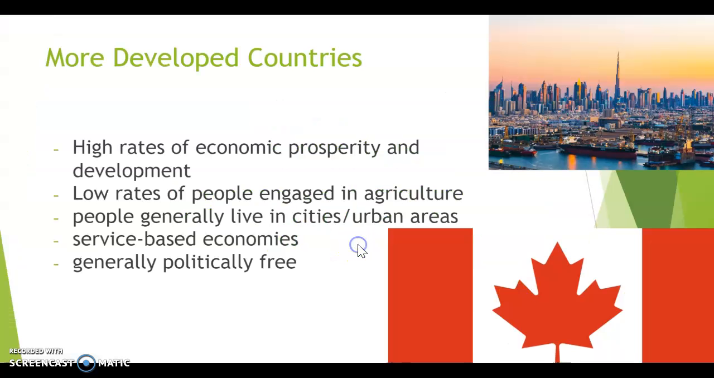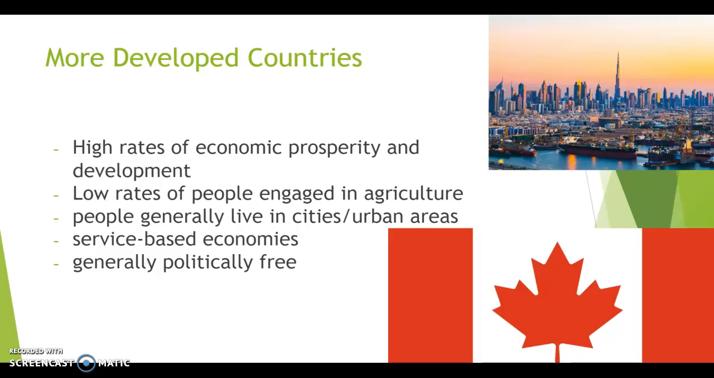So we're going to start with more developed countries. Generally speaking, it is what it sounds like, but I wanted to talk about some of the characteristics of more developed countries, where they have high rates of economic prosperity and development. We're going to be looking a lot at population statistics, and we'll see that these countries oftentimes rate really highly in things like the gross national income per capita, and some population statistics that are going to be indicators of development as well. They have low rates of people engaged in agriculture, lots and lots of people living in cities and urban areas as well. So those are characteristics of more developed countries, as well as service-based economies.